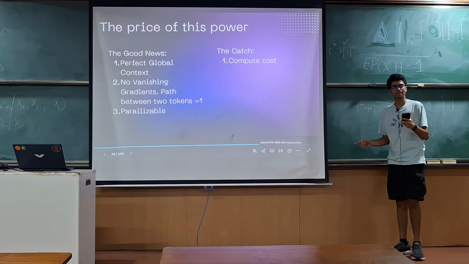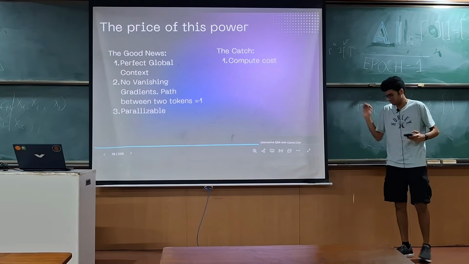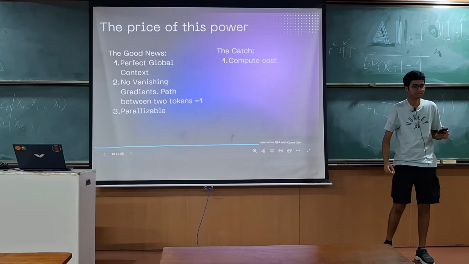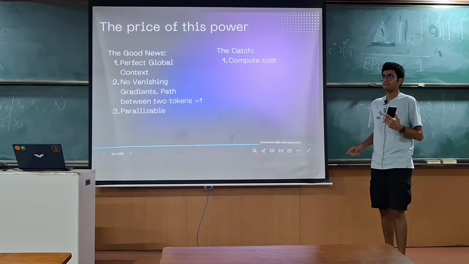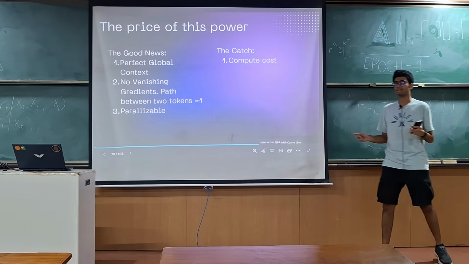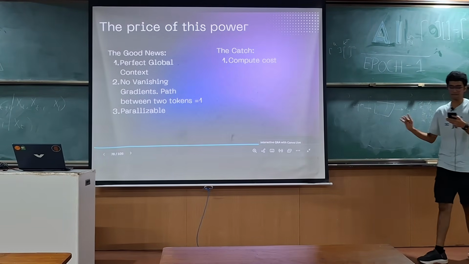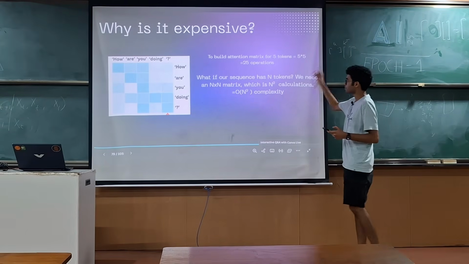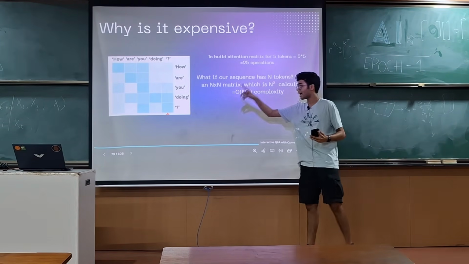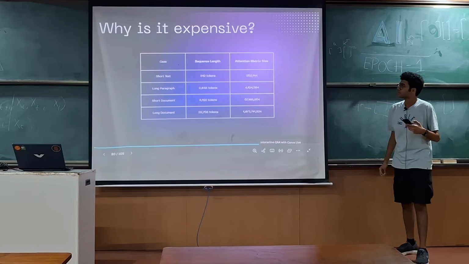Compute cost. Can someone tell me what I mean by compute cost? Like how many cycles will it take? Right. So if I'm attending every token to every other token, now we just took really short sentences, a five-word sentence. If I have n tokens, I have to compute an n cross n matrix, which has O(n squared) complexity.